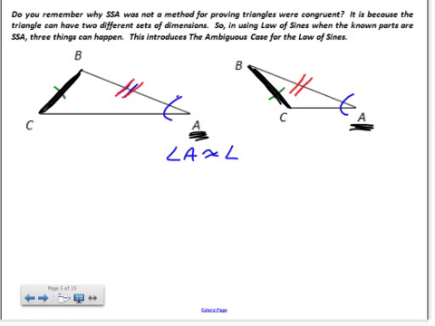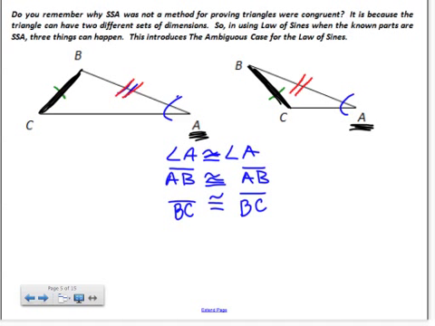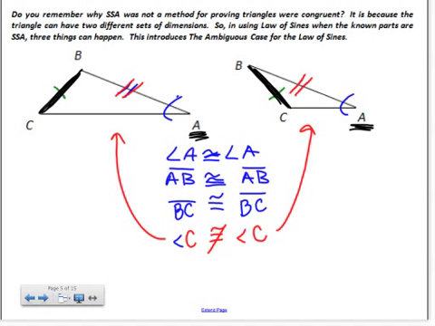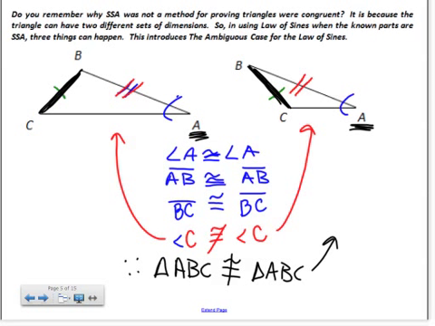Our angle A is congruent to angle A. Our side AB is congruent to side AB. And side BC is congruent to side BC. Notice that I have two sides congruent and the non-included angle, and look at that. The triangles are definitely not congruent. However, angle C is not congruent to angle C on this one. So you can see, therefore, triangle ABC on the left is clearly not congruent to triangle ABC on the right. Probably should have given those different names.